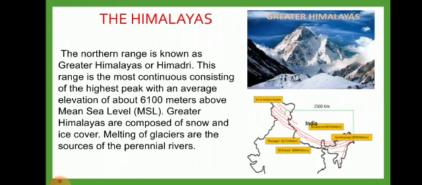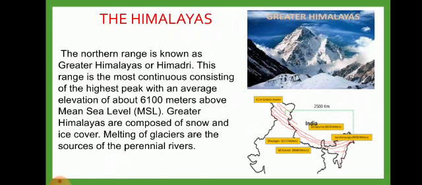The northern range is known as Greater Himalayas or Himadri. The part of the Himalayas which lies towards the north is called the Greater Himalayas or Himadri. This range is the most continuous, consisting of the highest peaks with an average elevation of about 6,100 meters above mean sea level.